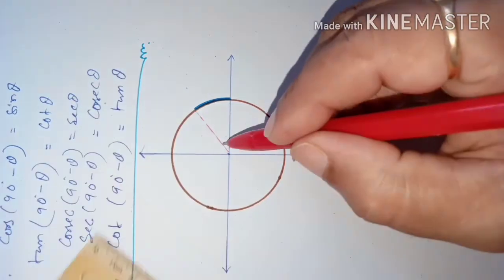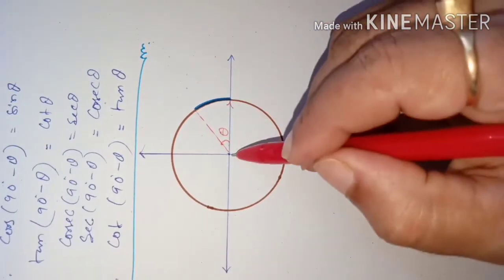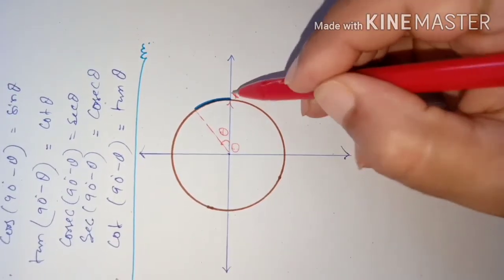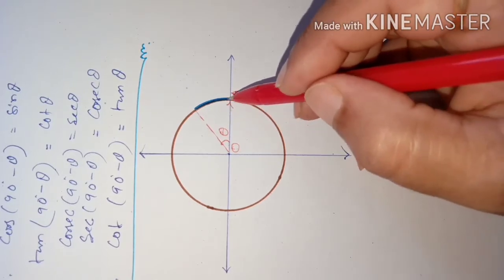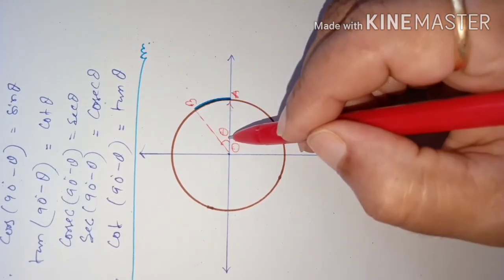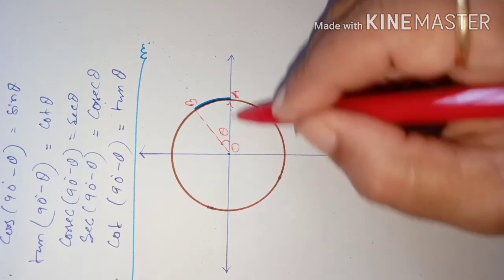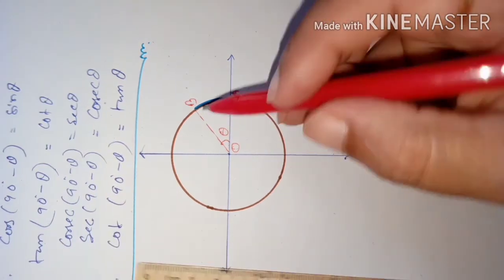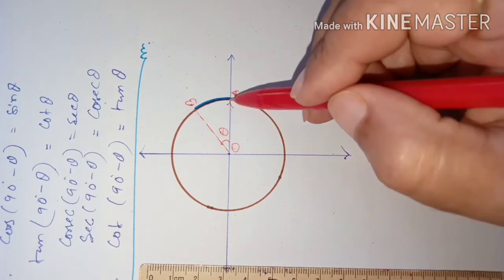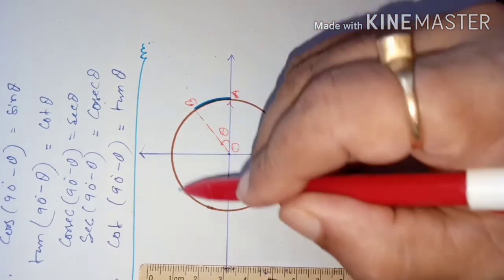Okay, this angle is theta. Now suppose this revolving ray OA has moved from A to B, and this arc AB has subtended an angle theta. This is a unit circle, remember, this radius is 1 unit length. Now after that, suppose this revolving ray has again gone by 90 degrees this side.